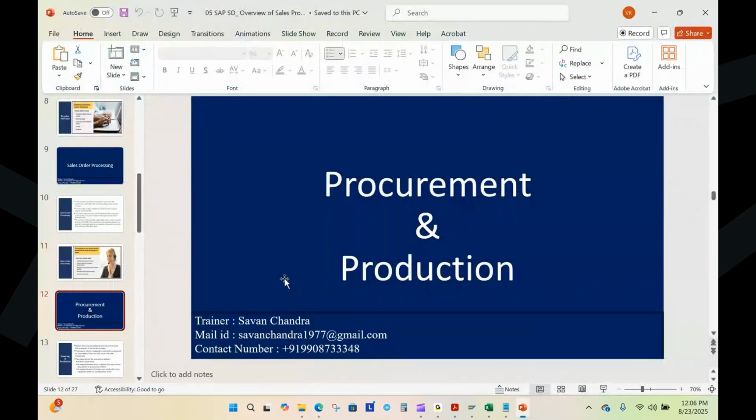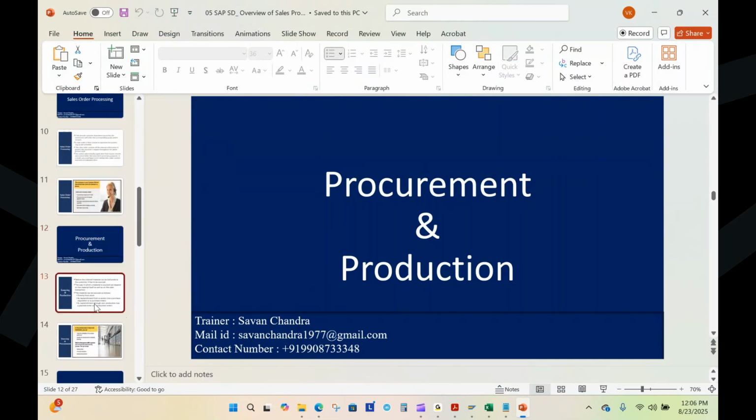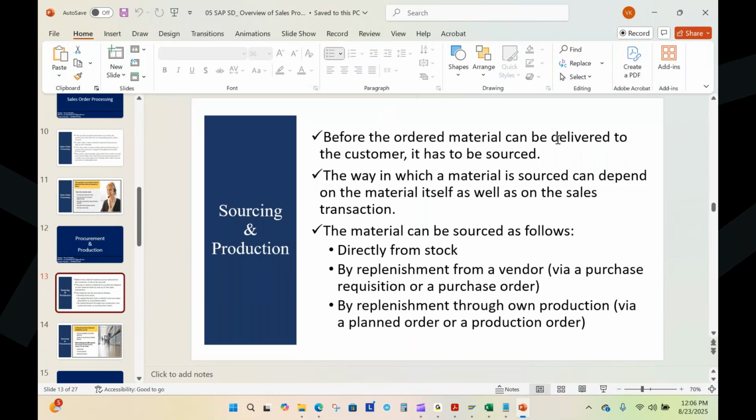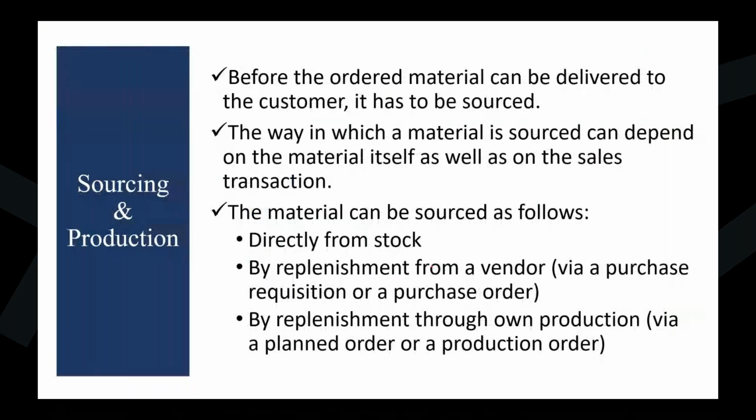What is the next step? Now we have to either manufacture the product, or buy it from another vendor if it is a procured material. Either you have to do procurement or production. If it is a manufactured one, you have to start production. If it is a purchased material, you have to procure it. Before the ordered material can be delivered to the customer, it has to be sourced or manufactured.